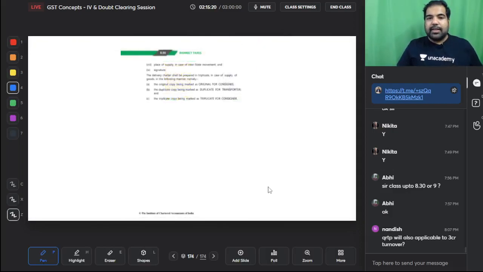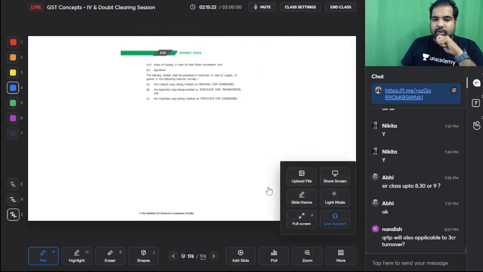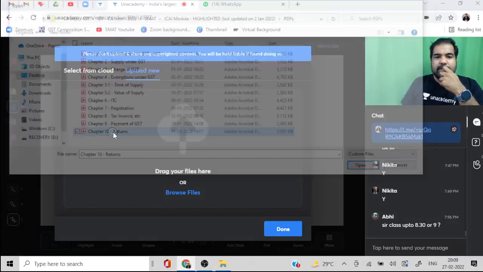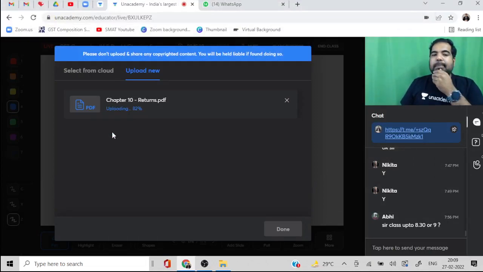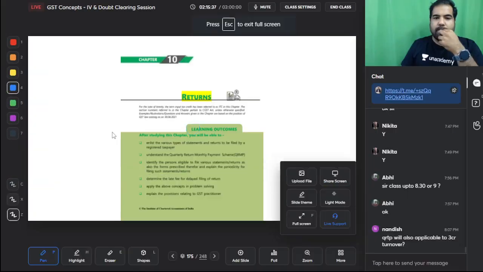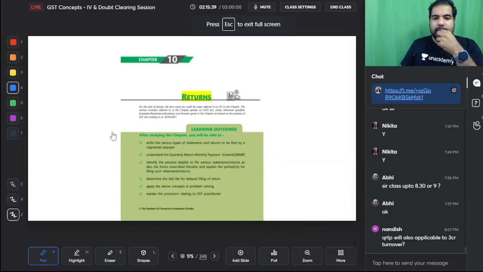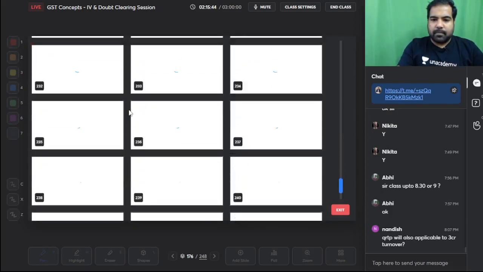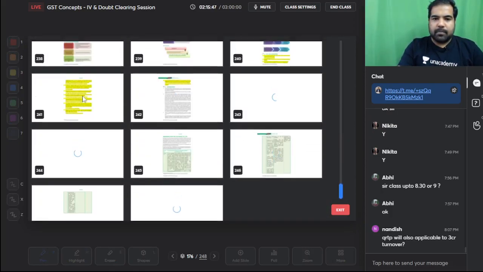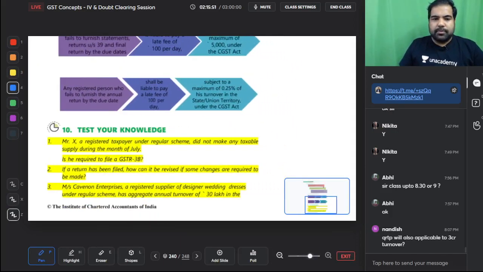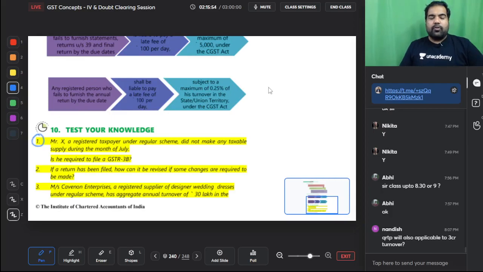Guys, for this chapter as well, the best way to test your knowledge is through sums. So I'm just uploading it. That's the last thing that we will do, and then we will end the session. So here we go. This is the returns chapter. Yes guys, you all can participate and answer. First question over to you all.